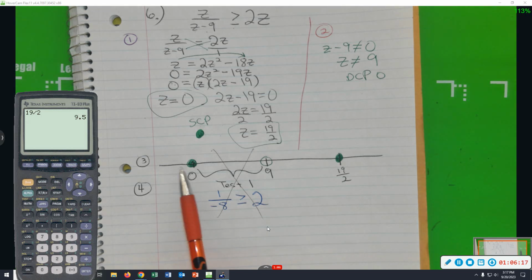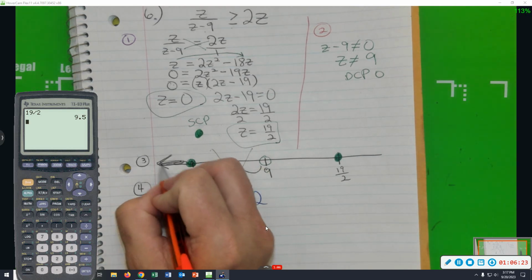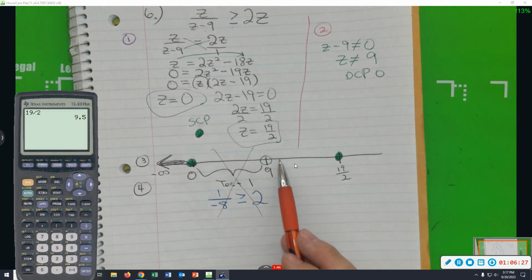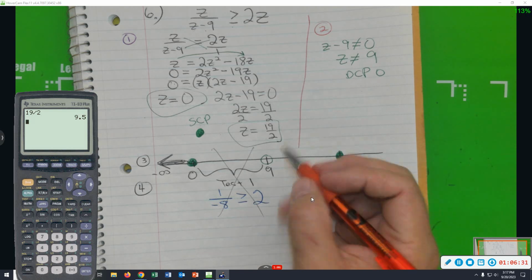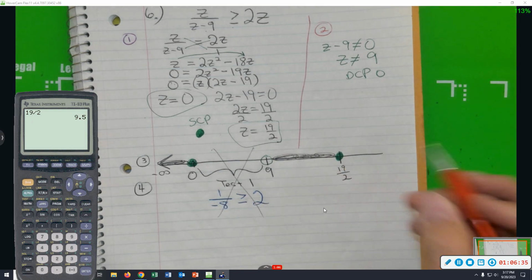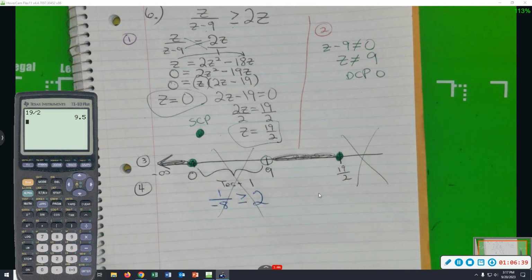Shade the rest of it. If we had tested negative 1 over here, it would have been true. Suppose we had tested 9.1 here, true or false? True. Here, shade or cross out. So false.